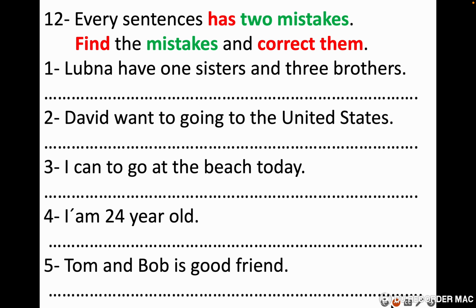Number 4. I am 24-year-old. So in this sentence we have 2 mistakes. Find them, correct them, and write the correct sentence. And the last example, Tom and Bob is good friend. Tom and Bob is good friend. So in this sentence we have 2 mistakes. Find them, correct them, and write the final correct sentence.